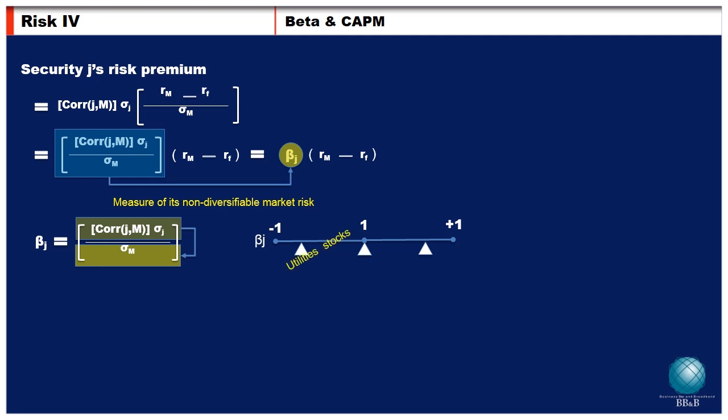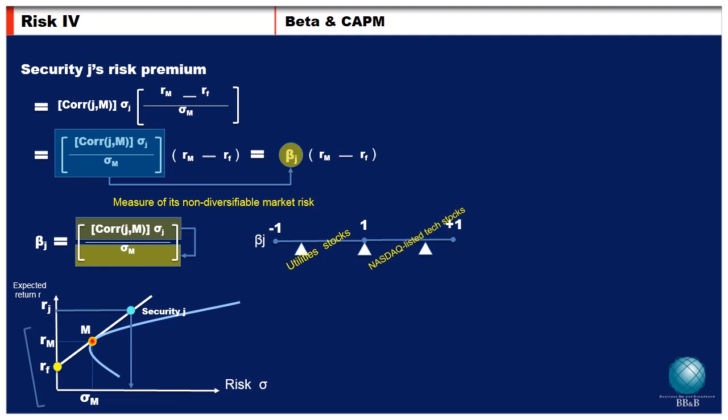Generally speaking, many utility stocks have a beta of less than 1. On the other hand, most NASDAQ-listed tech stocks have a beta of greater than 1, offering the possibility of a higher rate of return but posing more risk. Security J's total expected return, RJ, is the sum of the riskless return and risk premium. The equation looks like this.